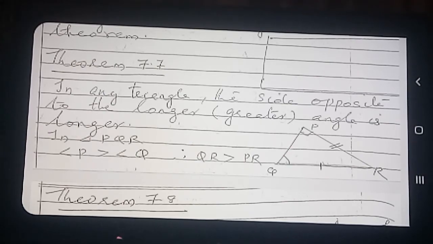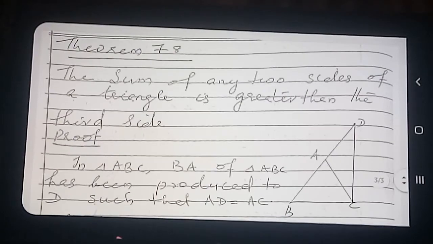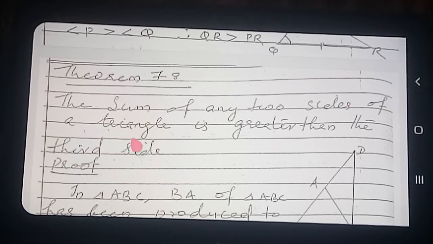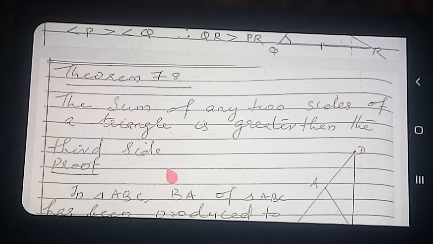One more theorem is there. Theorem number 7.8, listen. The sum of any two sides of a triangle is greater than the third side. If it is a triangle, then what will happen? You take the sum of any two sides. First you draw a triangle by yourself. After drawing the triangle, you measure all the three sides. After measuring all three sides, what do you want to do? You take the sum of any two sides.